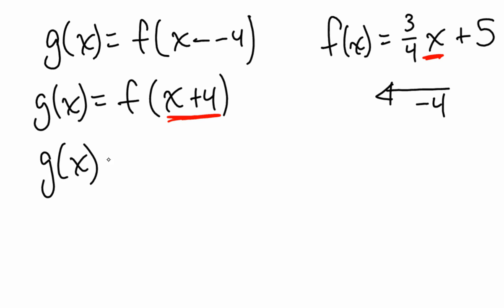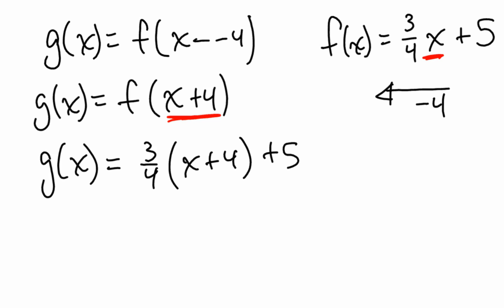So g of x then equals, not f anymore, now I'm going to write the function. It equals 3/4 times the quantity x plus 4, and then I'm going to have a plus 5. All right, so if I look at this, I'm going to use the distributive property and then collect like terms. So g of x equals 3/4 of x plus 4 times 3/4 is 3. Now you see why I chose to switch from 7 to negative 4.